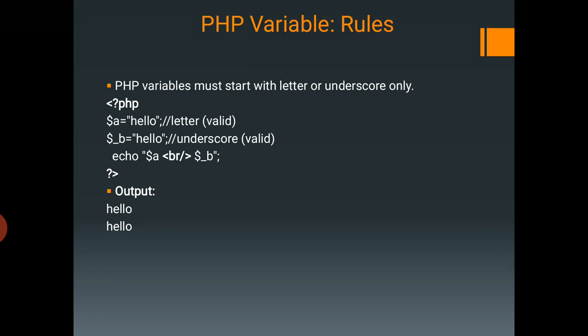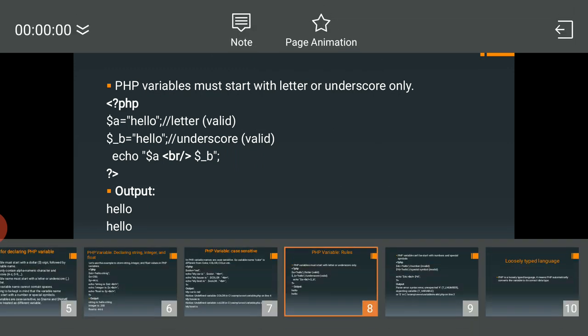PHP variable rules: a PHP variable must start with a letter or underscore only. Example: open the angular bracket question mark PHP, $a = "hello". Second, declare the variable $_b = "hello". Echo $a, br tag, $_b. The script is completed. The output displayed in the web browser is: hello, hello.